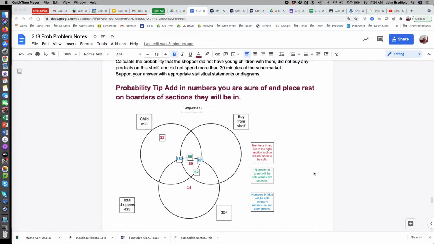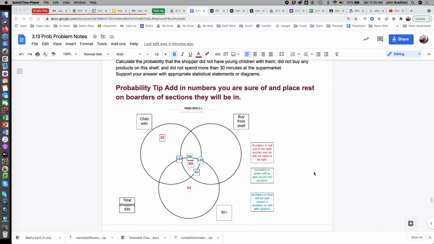Now I've color-coded, and the red numbers are numbers we know are in the right place. So that's 60. They are the people who had a child with them, bought from the shelf, and were there for more than 30 minutes. So that 60 is correct, it doesn't need to be split. The 14 is correct. Those people didn't have a child with them, they didn't buy from the shelf, but they were there for 30 minutes plus. And so those three numbers are solid.